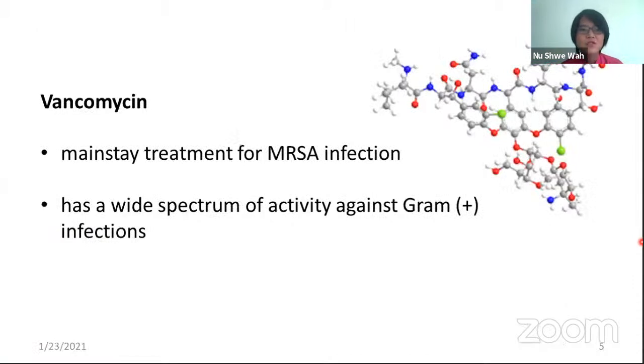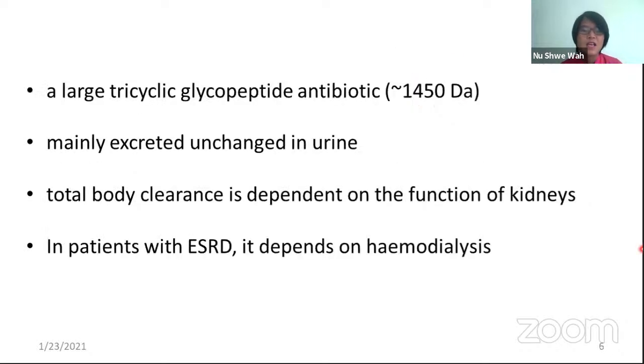Vancomycin has been the mainstay treatment for MRSA infection, and it also has a wide spectrum of activity against gram-positive infection. It is a large tricyclic glycopeptide antibiotic with a molecular size of about 1,450 Dalton, and it is mainly excreted unchanged in the urine. So its total body clearance is dependent on the function of the kidneys, and there is an increased risk of nephrotoxicity if it is given in patients with reduced renal function. In patients with end-stage renal disease, its clearance out of the body totally depends on hemodialysis.